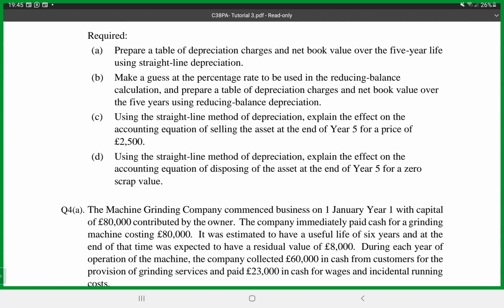Looking at the table, the effect is that it's decreasing. The net book value is decreasing every year, which is accumulating, and the depreciation is increasing. Yeah. Okay. All right. That is okay.